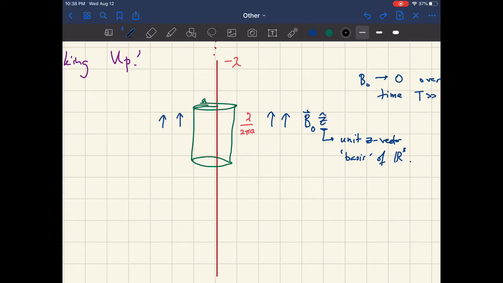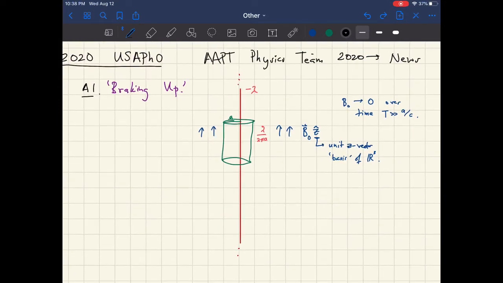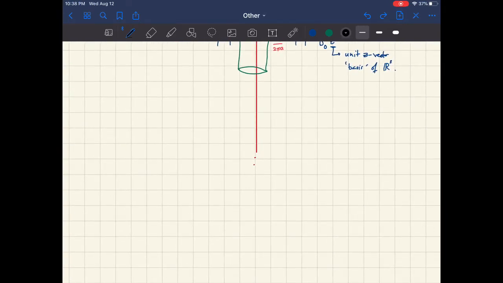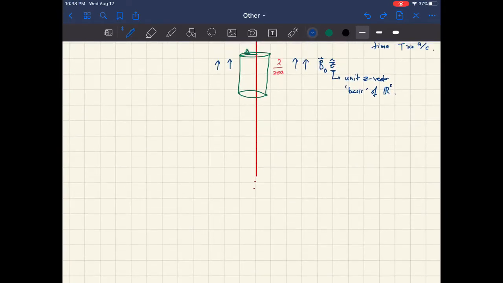So these electric field lines are applying a torque to the system, applying a torque to the cylinder, which is therefore causing an induced angular velocity on this cylinder. Now, let's get started. I'm going to start with writing out the torque equations.